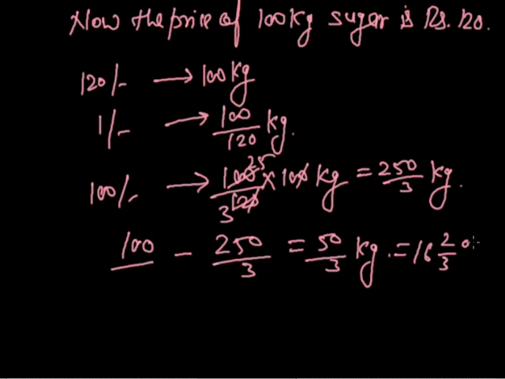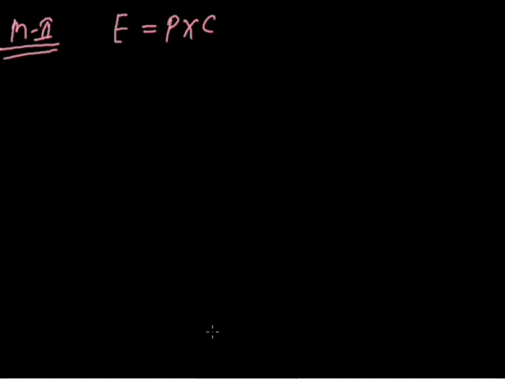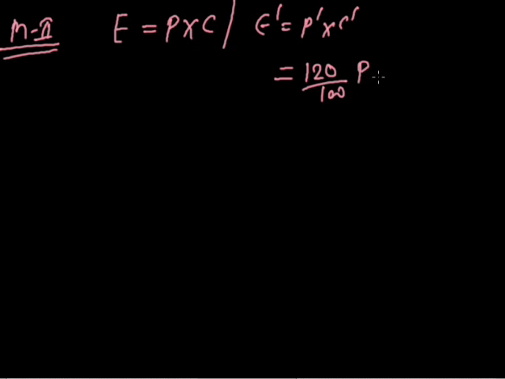The second method for this type of problem is to use a formula: E is equal to P into C, that is, expenditure is equal to price into consumption. In the second case we have E dash equal to P dash into C dash, where E dash is the new expenditure, P dash is the new price, and C dash is the new consumption. Here we have P dash equal to 120 upon 100 P, that means a 20% rise.